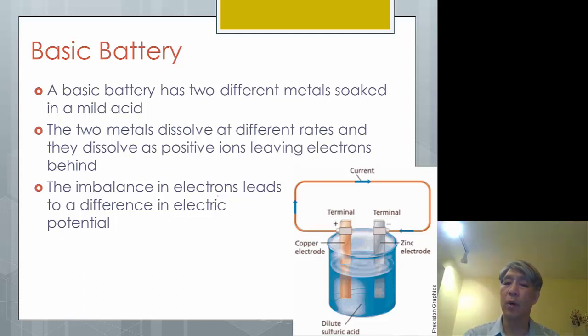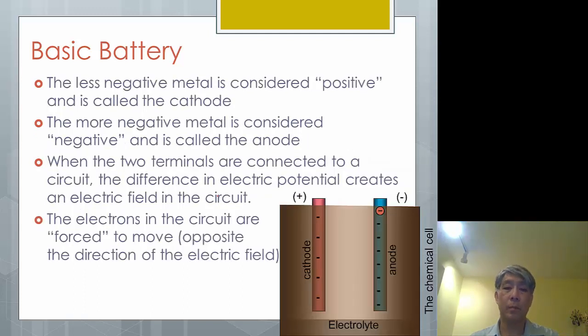The one with fewer electrons is the positive terminal. It's still negative, but compared to the negative terminal, it has a greater voltage. Okay, we call the less negative material the cathode because it is positive. The way to remember this is cathode has the word cat in it, and cats are very positive animals. You pet them, they purr.